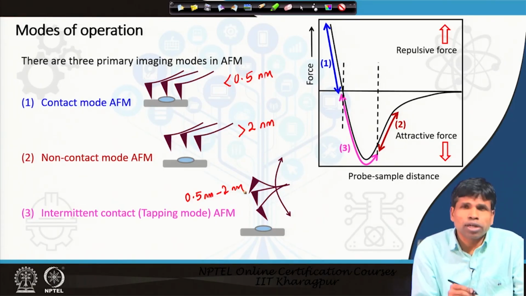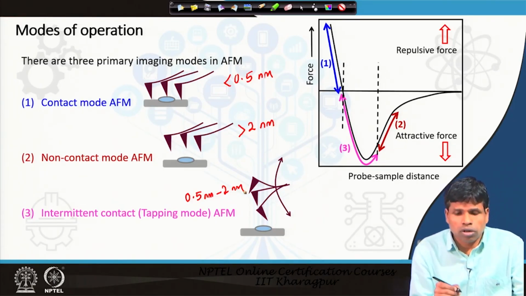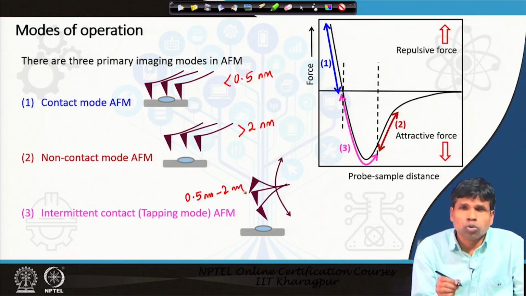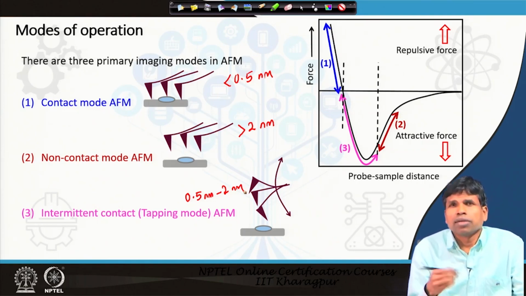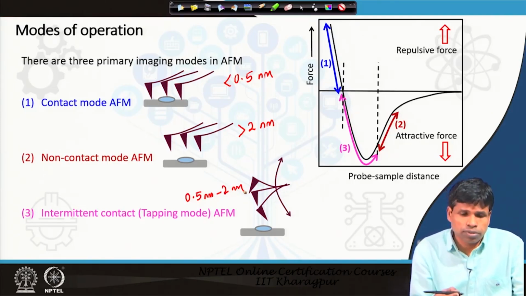In order to avoid that, one can do the non-contact mode either in vacuum, where there will be no water vapor on the surface of the sample, or in dry conditions.